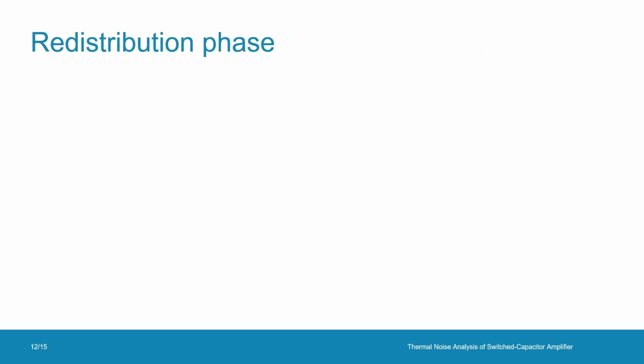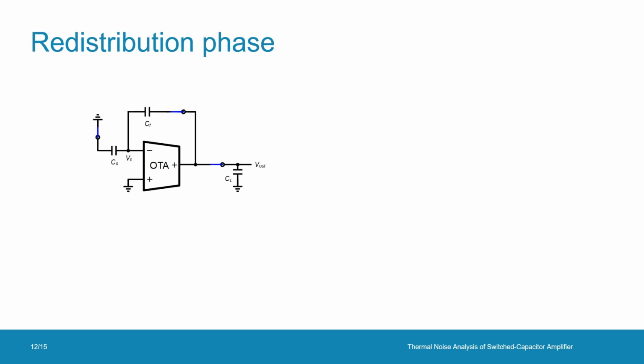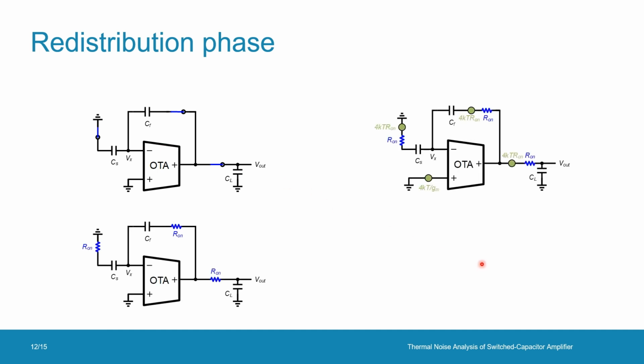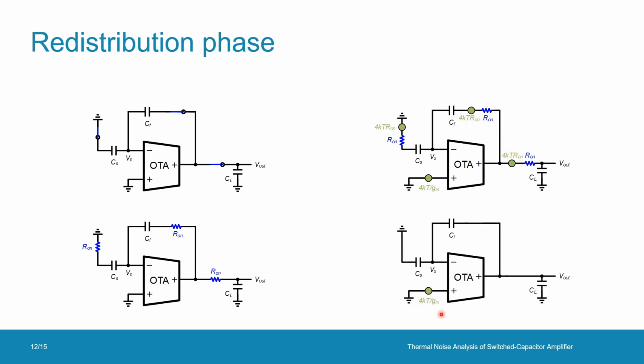And then for the redistribution phase, the OTA is in capacitive feedback. Once again, we ignore all the resistance and consider only the OTA noise contribution for kT over Gn. In this case, REQ is 1 over beta Gn, while beta is the feedback factor CF over CF plus CS.